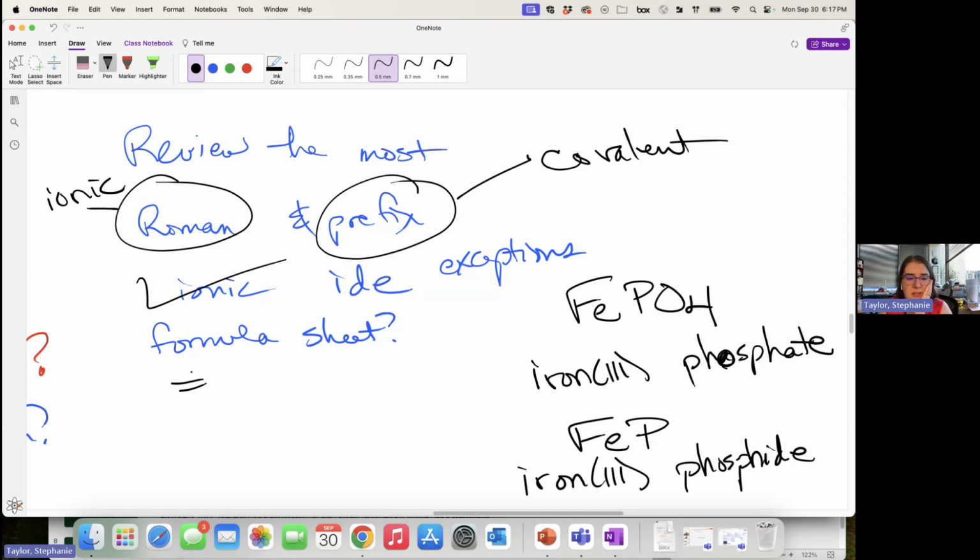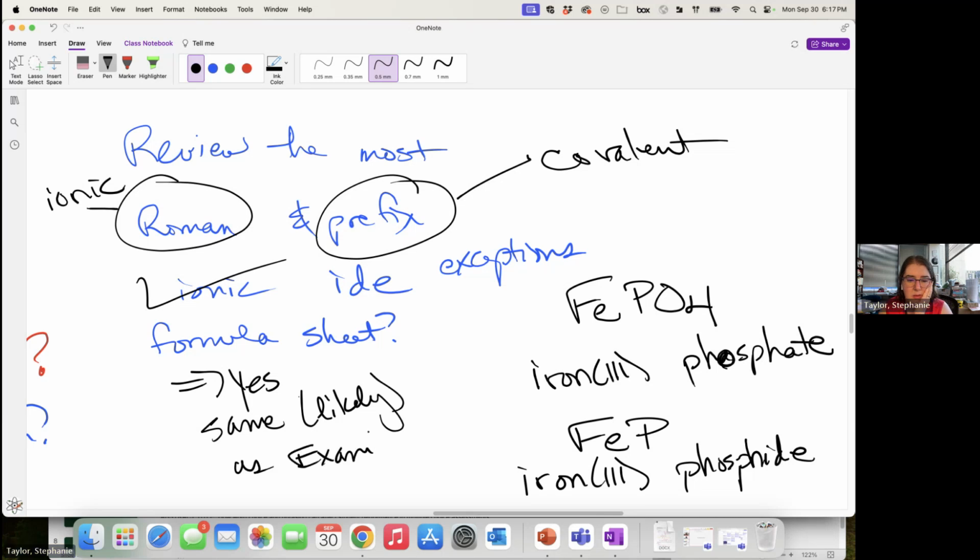Formula sheet, yes, it's going to be the same or almost the same. I need to double check. Essentially, we're lazy, and you might need Avogadro's number still. So we'll just give you the whole thing. We only add equations onto things. We won't ever take them away.